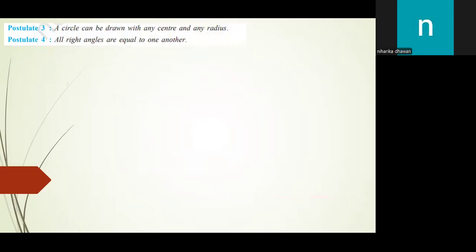Let's look at postulate 3. A circle can be drawn with any center and any radius. Like suppose I take this as center and I take this as radius, so I can draw a circle using a compass. Now suppose I take this as center and this as radius, so again using compass only I can draw a circle. So a circle can be drawn with any center and any radius.